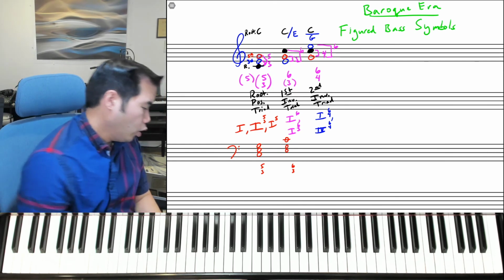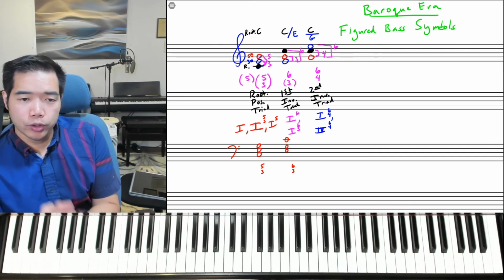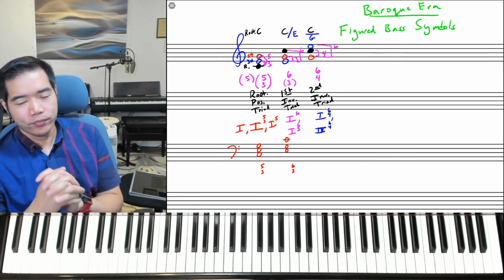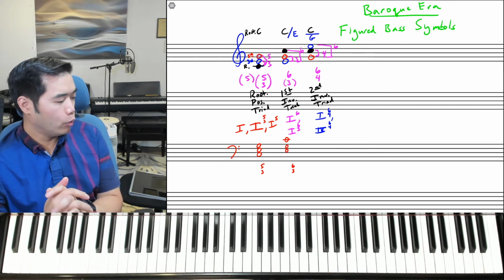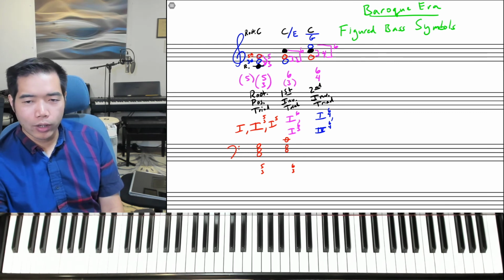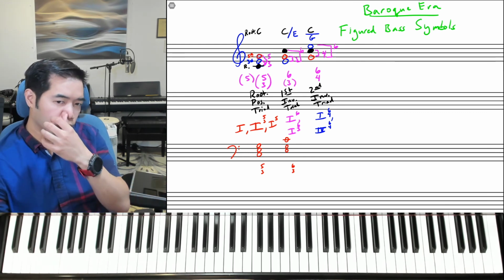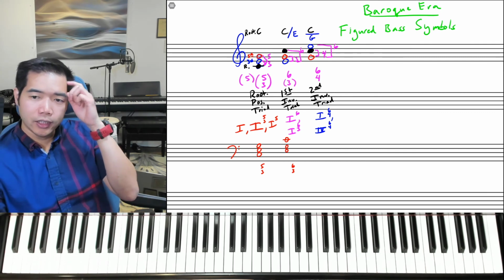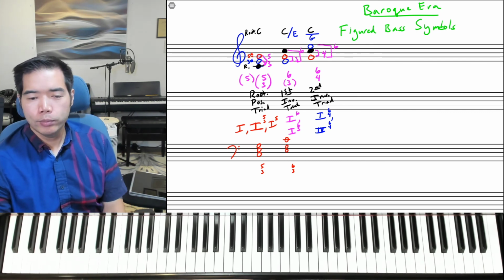Anyways, we've covered lead sheet symbols. We've introduced the concept of figured bass as it pertains to triads. So we will have videos covering seventh chords next, as well as the qualities of seventh chords and the figured bass symbols for seventh chords, as well as lead sheet notation. So I hope this video was helpful.